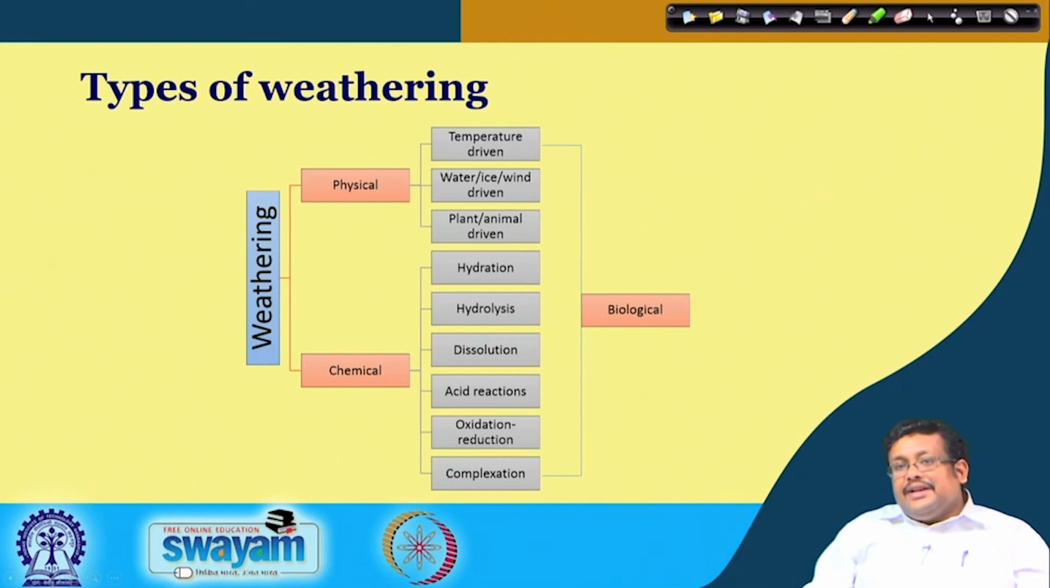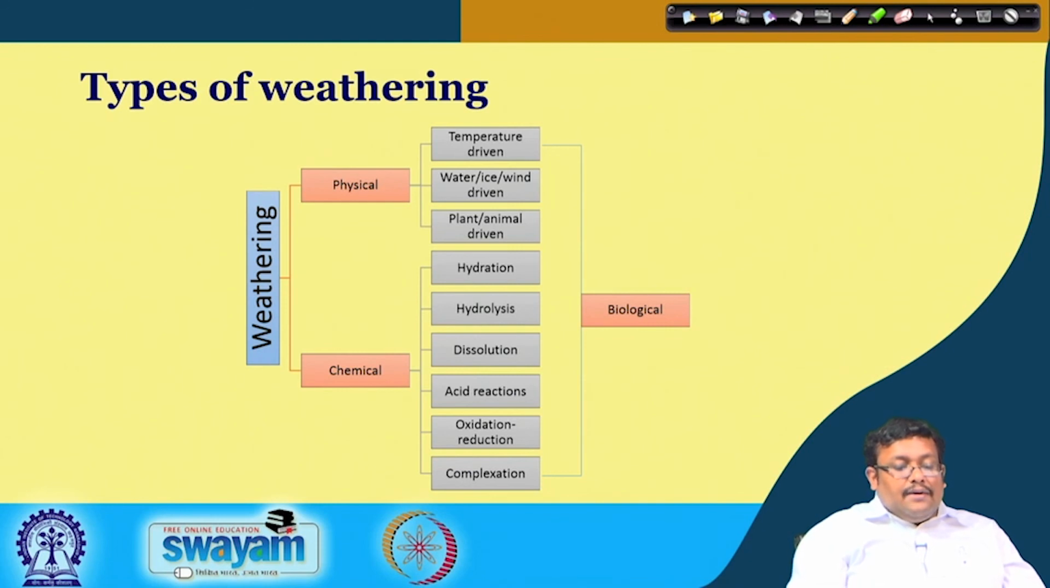Now, let us see the different processes of physical and chemical weathering. For physical weathering, there are several forces. For example, it can be temperature driven, it can be water, ice or wind driven, or it can be plant and animal driven. Chemical weathering is characterized by several processes: hydration, hydrolysis, dissolution, acid reactions, oxidation reduction and complexation. All these processes are an indispensable part of chemical weathering.